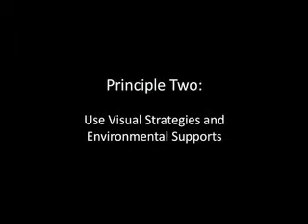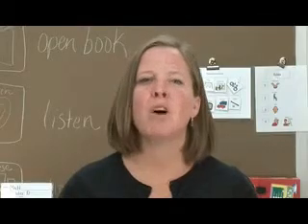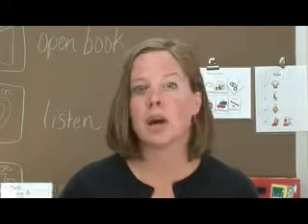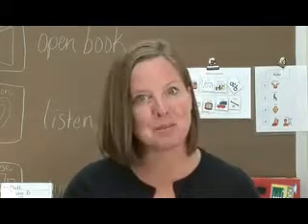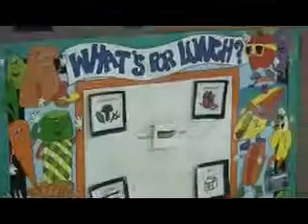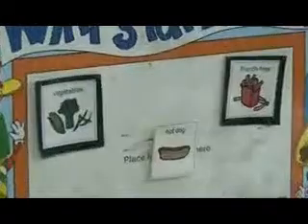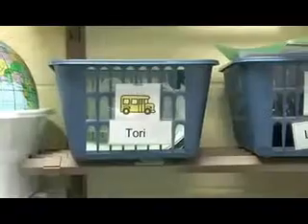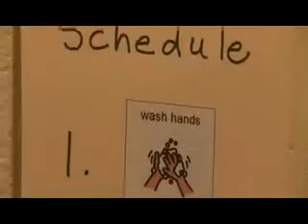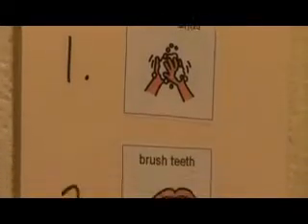Principle 2. Use visual strategies and environmental supports. What would you do if all the visual supports were removed from your life? No road signs, calendars, clocks, store signs, no men and women bathroom signs, no labels. What would you do? Visual strategies and environmental supports take auditory information or inherent expectations and place them into a visual picture for the child to understand.